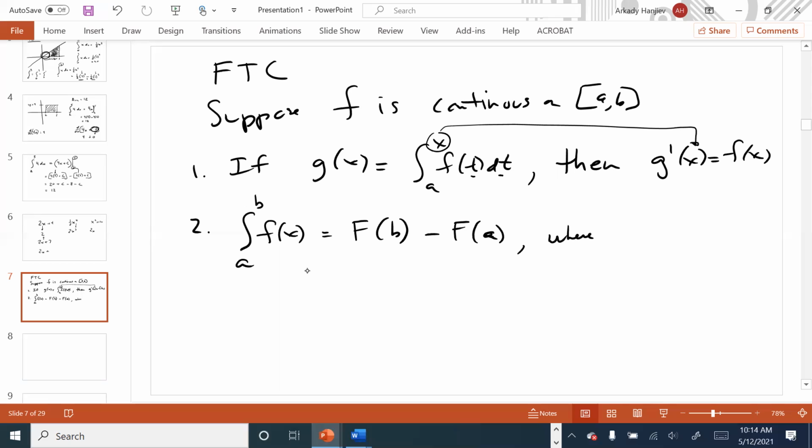Where f is an antiderivative... wait, so this is a different F? Yeah, there's two pieces to it. One is completely different from the other. We're saying two different things at the same time.